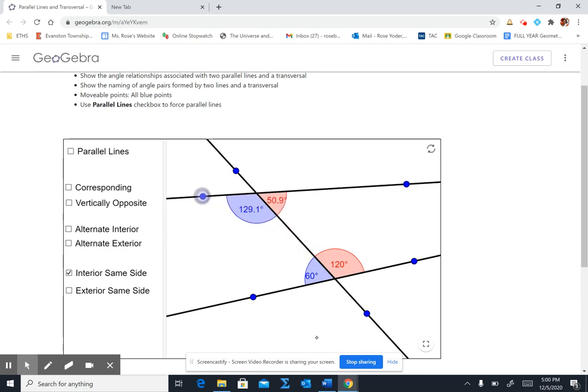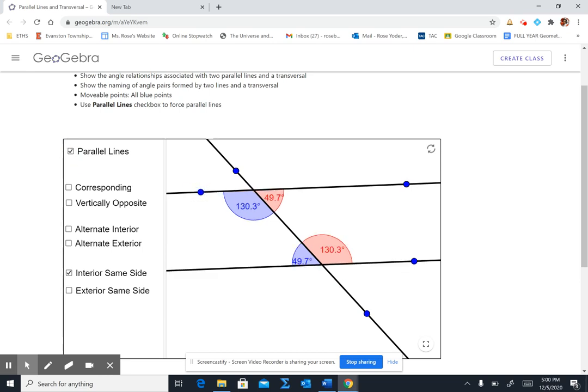Let me switch that one closer to like 130 and make those lines parallel to each other. There we go. 130 and 50. I was nervous with 120 and 60 that you might see a different relationship. With 130 and 50, hopefully you notice those angles add up to 180. So that's the relationship. We can say same side interior angles are supplementary. Let's see if the same is true with same side exterior angles. Yep, 130 and 50, those add up to 180.